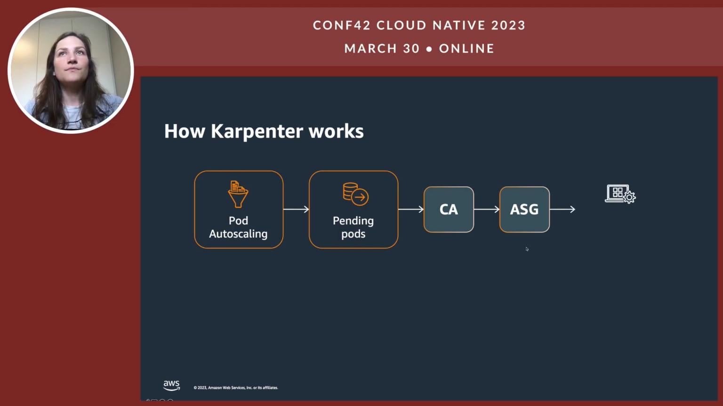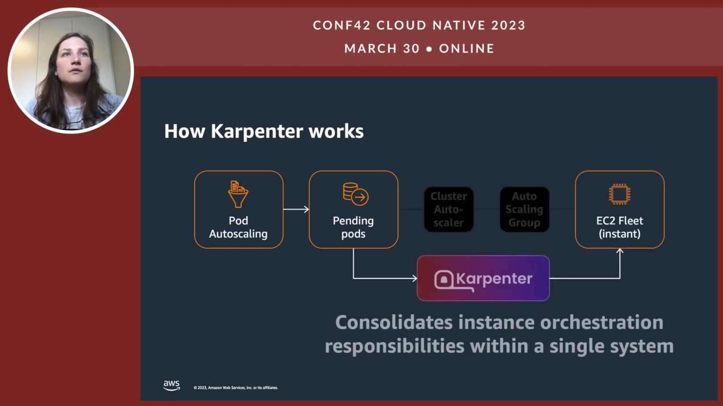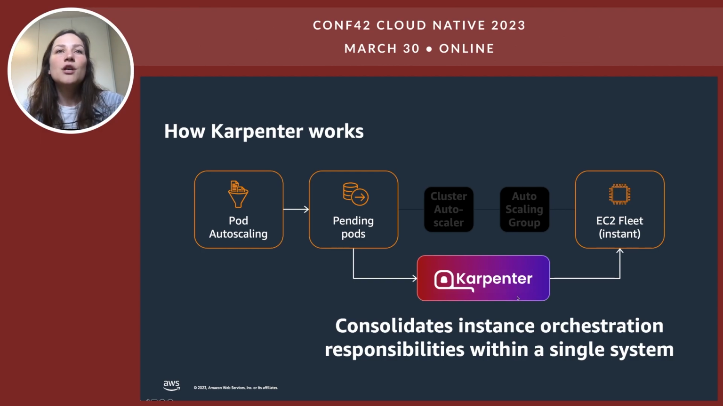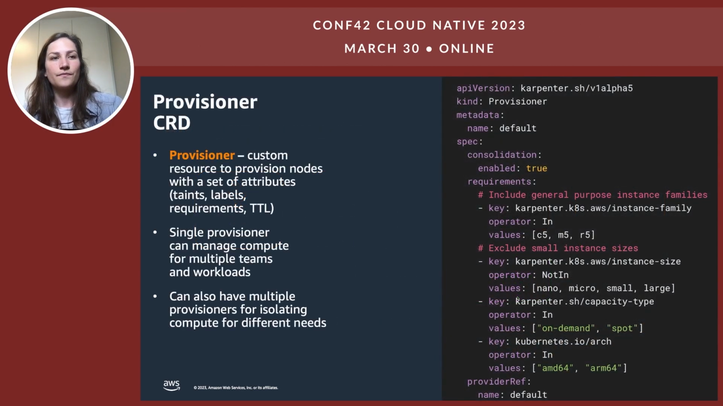With Karpenter, this changes. You have Karpenter right here, consolidating the two phases that we had with Cluster Autoscaler, and Karpenter simply identifies the pending pods and makes an API call to EC2 Fleet. This API call is custom-made based on the requirements we have right now from our pending pods. So there is no need to prepare in advance a list of instance types that support these pod requirements, and it simplifies the process a lot.